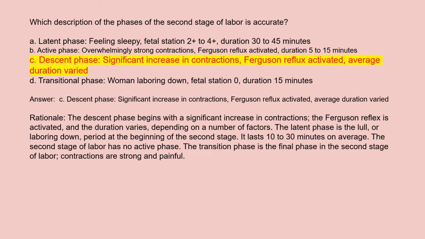Answer: C. Descent phase, significant increase in contractions, Ferguson reflex activated, average duration varied. Rationale: the descent phase begins with a significant increase in contractions. The Ferguson reflex is activated, and the duration varies, depending on a number of factors. The latent phase is the lull, or laboring down, period at the beginning of the second stage. It lasts 10 to 30 minutes on average. The second stage of labor has no active phase. The transition phase is the final phase in the second stage of labor. Contractions are strong and painful.